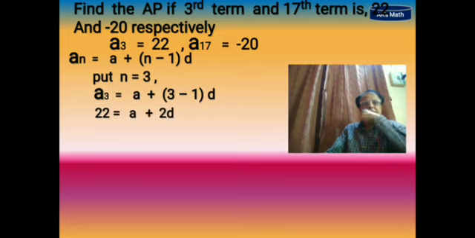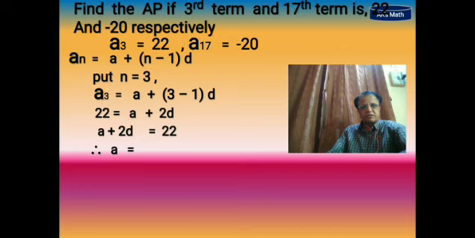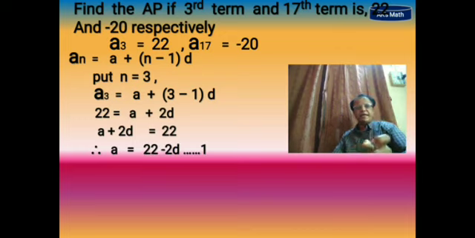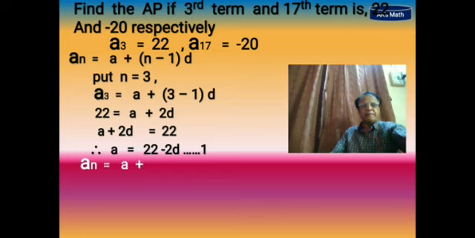Now ये 22 कहाँ से आ गया? A3 की वैल्यू 22 दी हुई है. A3 is equal to 22. That's why we are writing A3 is equal to 22. Now in this way, you have to find out the value of A at first by using the first value, and you will get A is equal to 22 minus 2D. It will be our first equation. So again we have to keep N is equal to 17. Let's see what will happen.